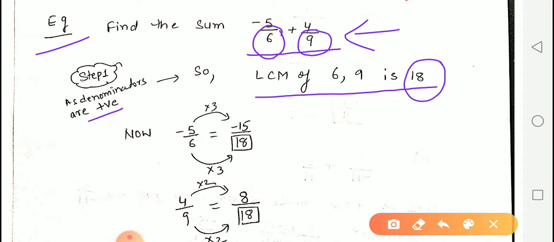Now the next step is to make equivalent rational numbers. Negative 5 upon 6 is equal to what? We have to make 6 as 18. So we see by which number we multiply 6 so that it becomes 18. 6 multiplied by 3 becomes 18. The numerator is also multiplied by the same number, and we get negative 15 as the numerator. So negative 15 upon 18 is the equivalent rational number of negative 5 upon 6.